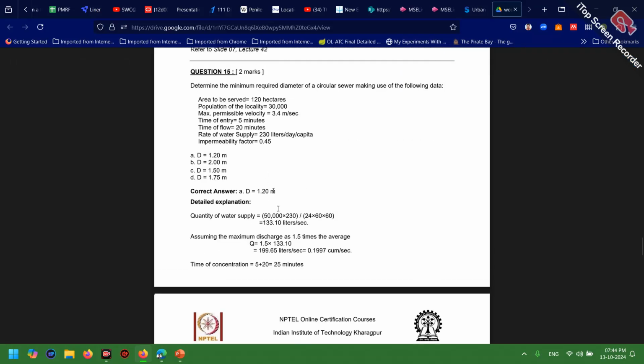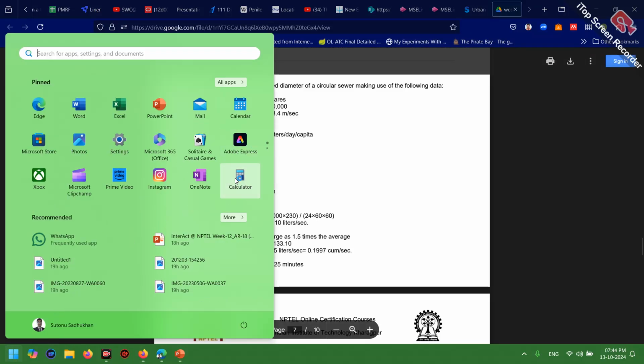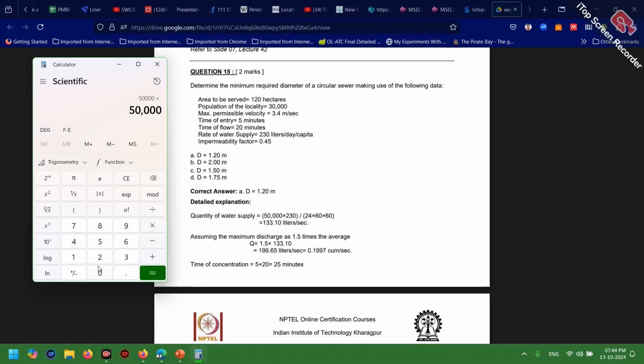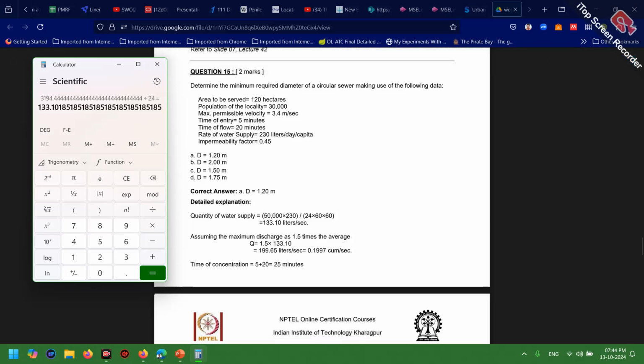It should not be 50,000. If we convert it into liters per second, it is liters per day per capita. So let's calculate it. 50,000 into 230 divided by 3600, divided by 24, comes out to be 133.1, which is wrong, because in the question the population is given as 30,000. So there is a printing mistake there, it should be 30,000, then the calculation will come correct. If we multiply this by 30,000 over 50,000, that means 3/5 of 133 basically.